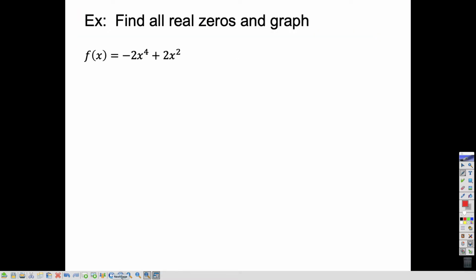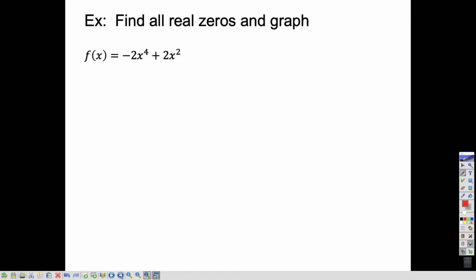Okay, it says find all the real zeros and graph. So we're going to go through this. Is it an even or an odd function? It's even. Why is it even? The exponents are even. Not all the exponents, I don't care about all. The first exponent, the highest, first.